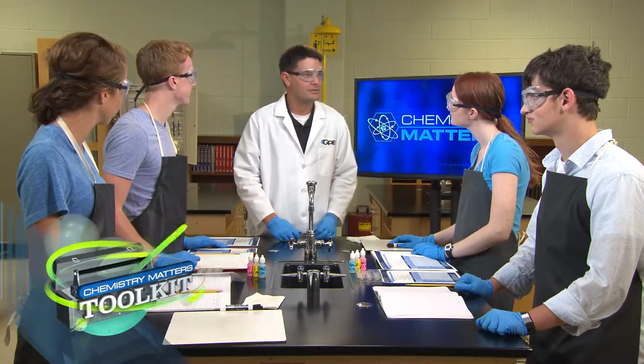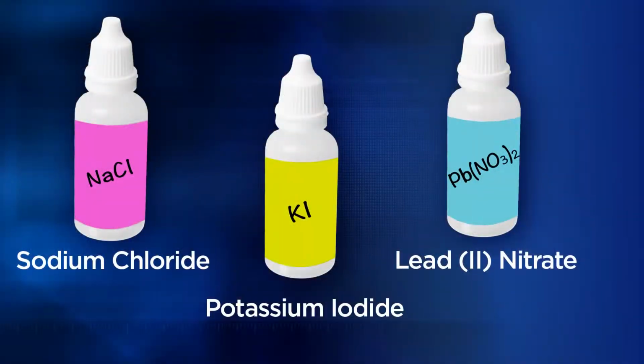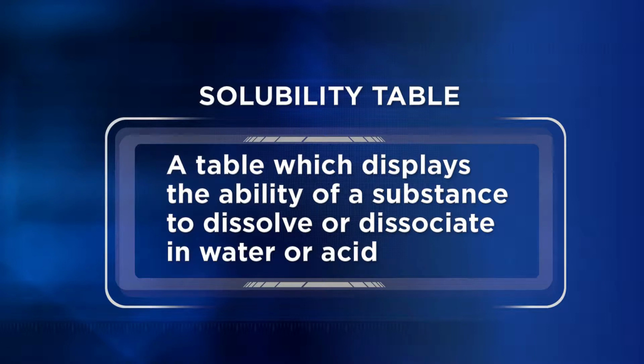On your lab table, you have solutions of sodium chloride, NaCl, potassium iodide, KI, and lead 2 nitrate, Pb(NO3)2. You also have a solubility table, which displays the ability of a substance to dissolve or dissociate in water or acid. So develop a plan and collect data that will help you predict when a double displacement reaction will occur. Go ahead and get started.